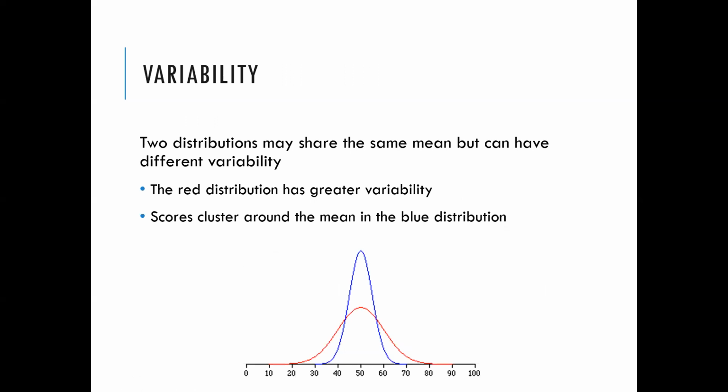Another way we can look at that is by looking at a distribution this way. So again, we might have two distributions that share the same mean. In this case, there's a mean of 50 for both of these curves, but the red distribution has greater variability, so it's much more spread out. Whereas for this blue distribution, the scores are really clustered around the mean, so more values are going to fall closer to that central measure of 50.